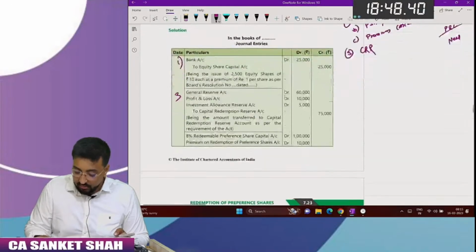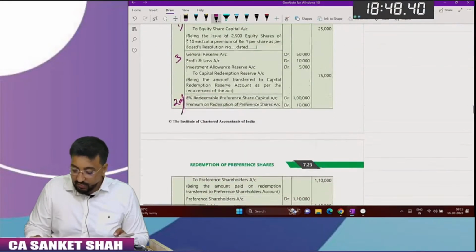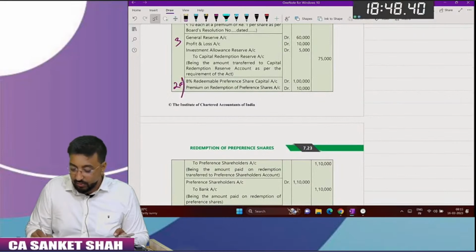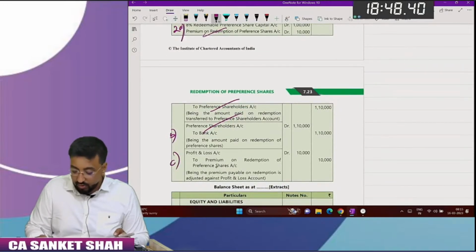Third, second A, 8% preferential capital account debit, premium on redemption account debit to preference holders, temporary accounts. B, preference holder account debit to bank, and C, P&L account debit to premium on redemption.